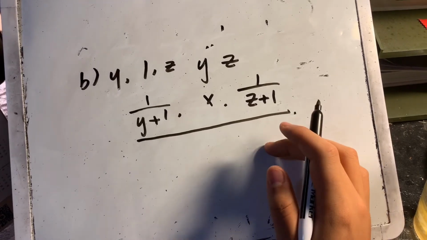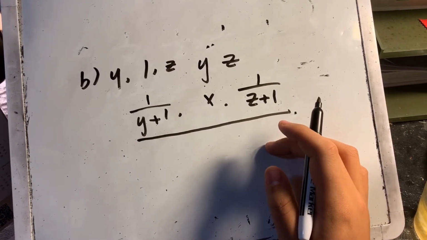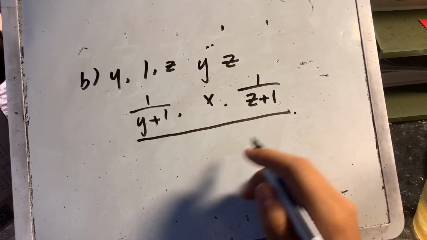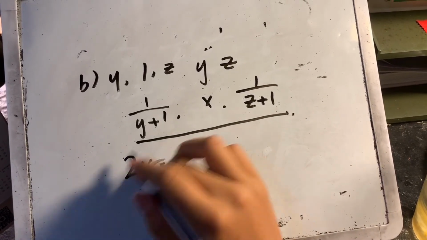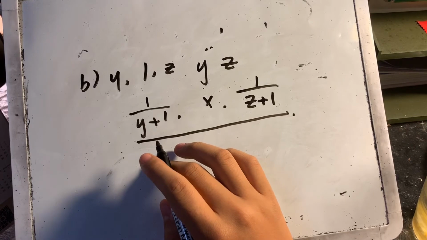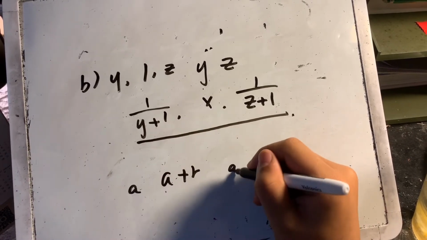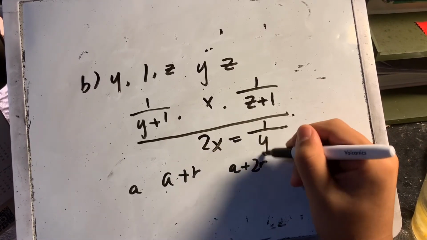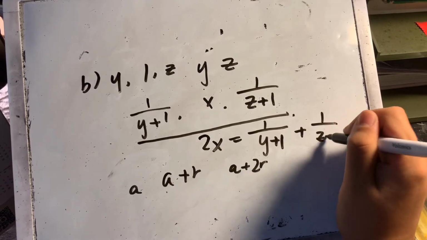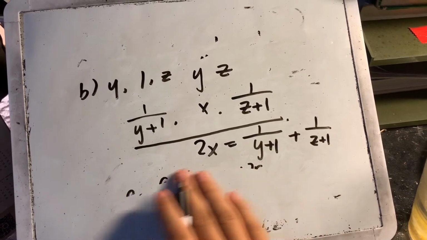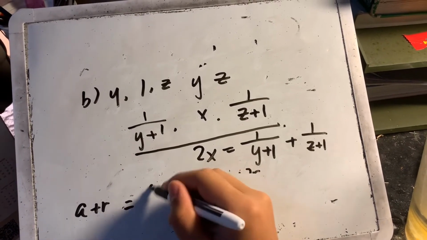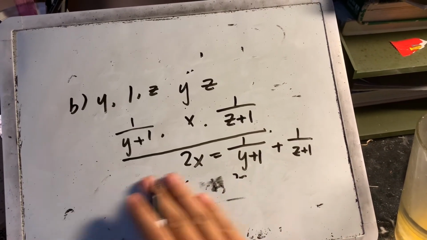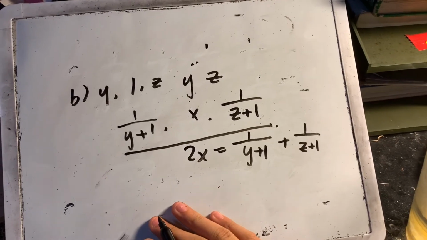So it is getting a bit complicated here. We want y, 1, z to be, since we want it to be an arithmetic sequence, we can get that this is equal to a, a plus r, a plus 2r. So which is 2x is equal to this plus this, because a plus r is equal to the first term plus the third term divided by 2. So after we draw this conclusion, we can then go forward.